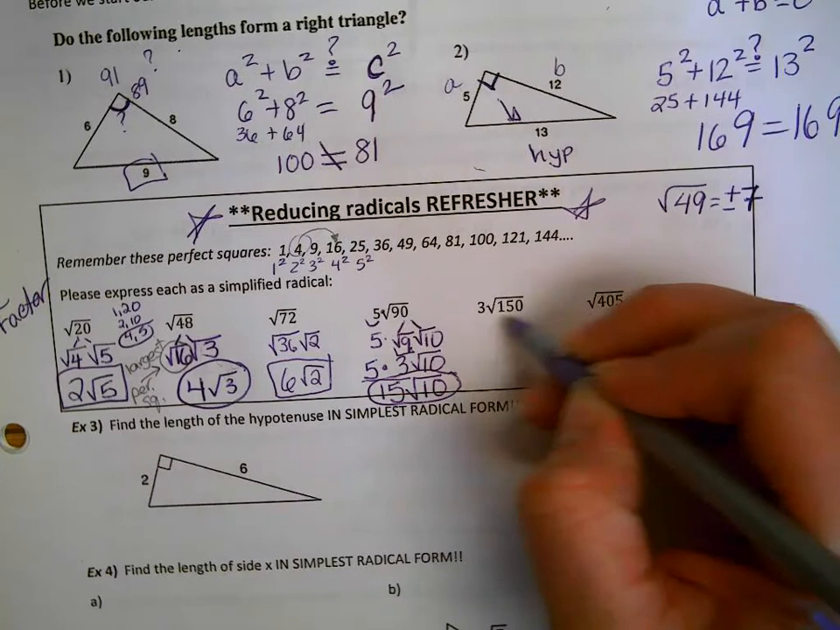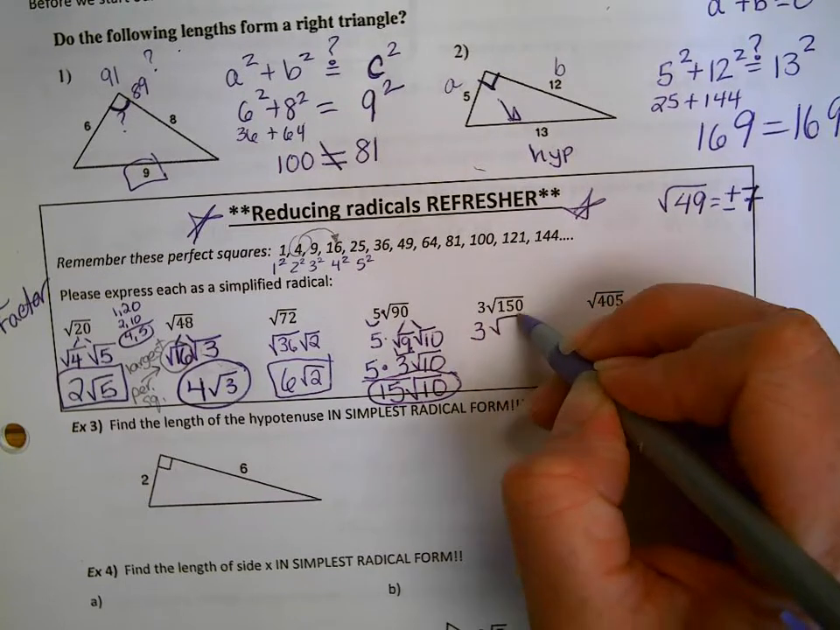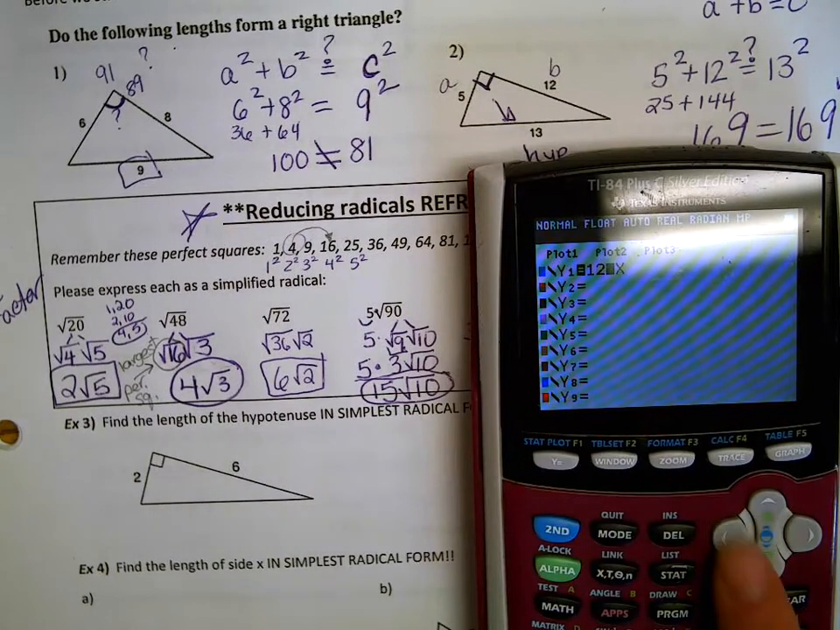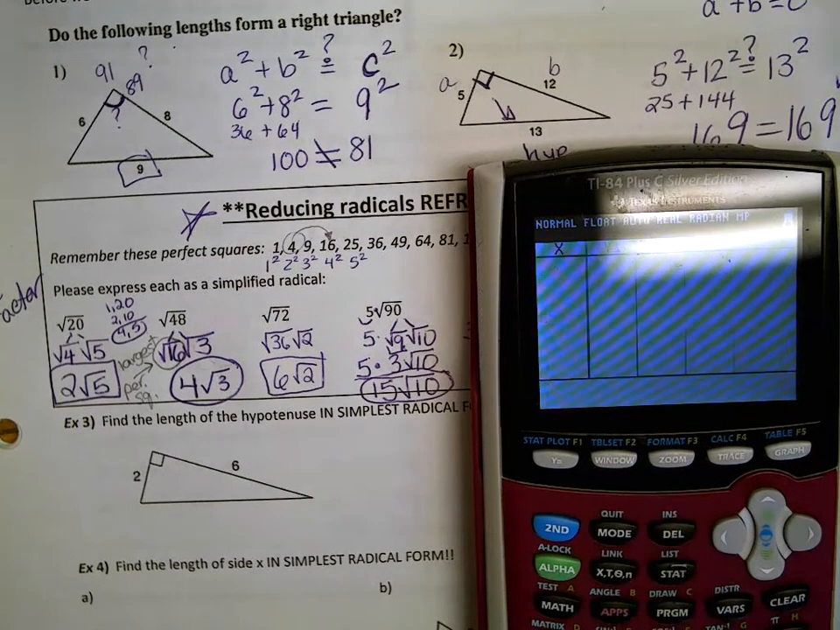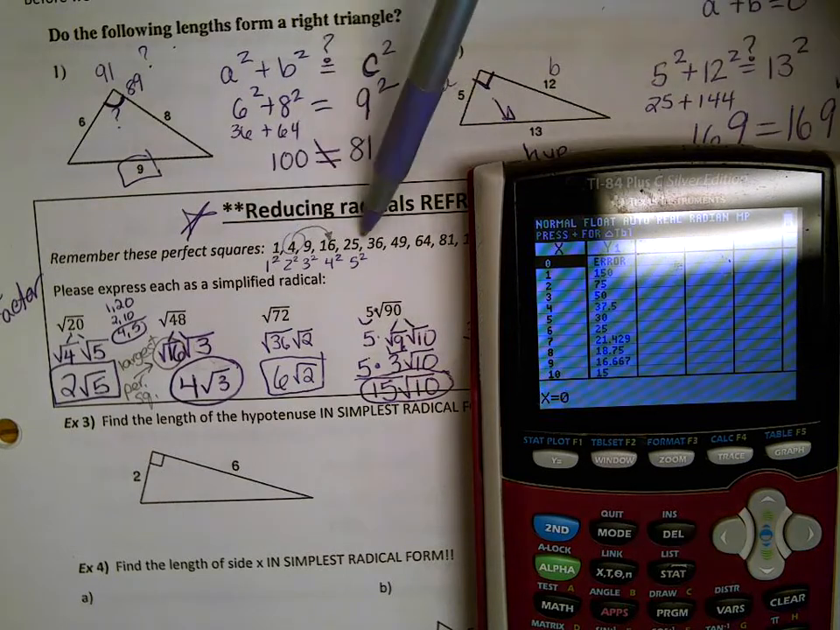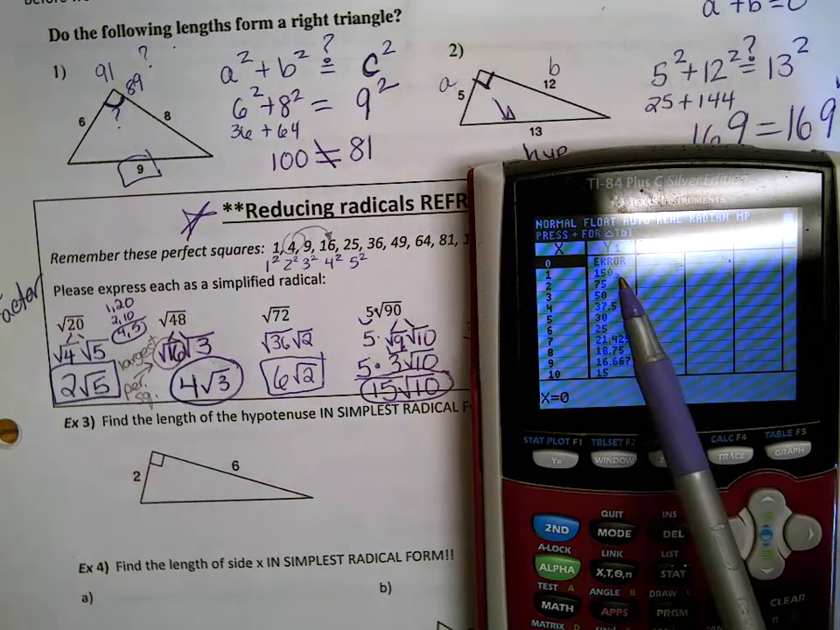Same process with 3 radical 150. So 3 comes out, we break down the square root of 150. So if we put in 150 divided by x into our table, go down your right-hand column, because again, we want the largest number, and we'll see 25 is the only perfect square here that evenly divides into 150.